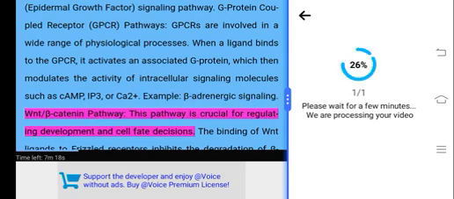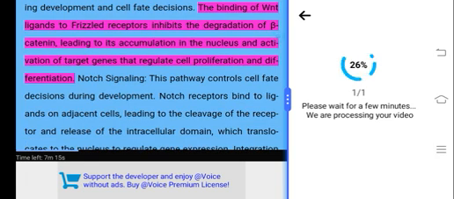WNT beta-catenin pathway. This pathway is crucial for regulating development and cell fate decisions. The binding of Wnt ligand to Frizzled receptors inhibits the degradation of beta-catenin, leading to its accumulation in the nucleus and activation of target genes that regulate cell proliferation and differentiation.